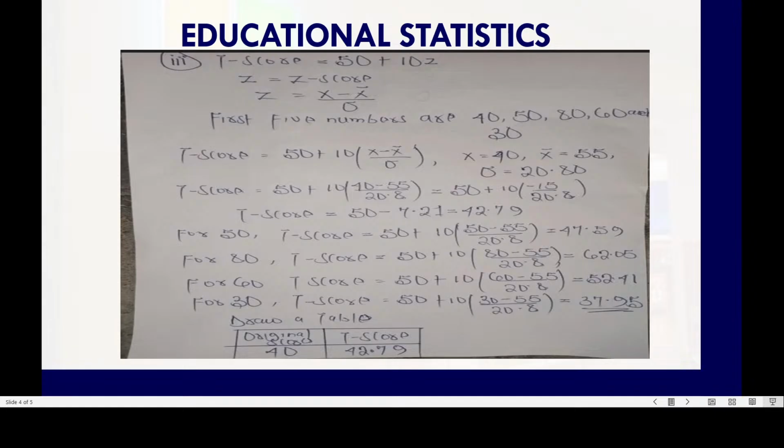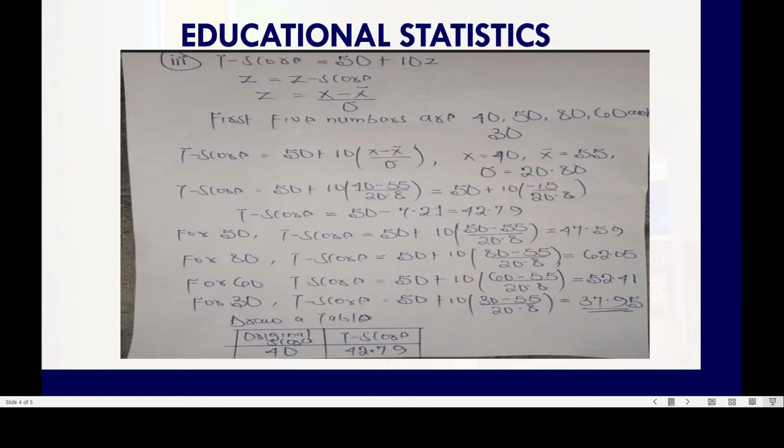So what is my z-score now? It is x minus x bar over the standard deviation. If you substitute it in the t-score, remember our t-score is 50 plus 10z, so anywhere I see z, I put x minus x bar divided by the standard deviation. That is why the formula for the t-score now becomes 50 plus 10 into x minus x bar divided by the standard deviation.